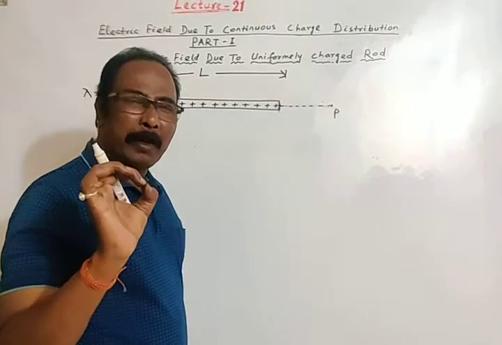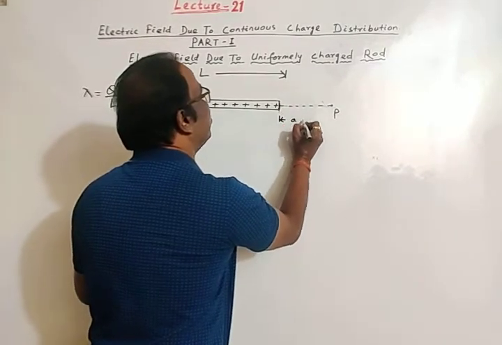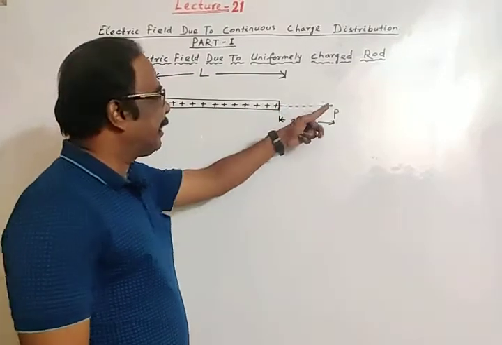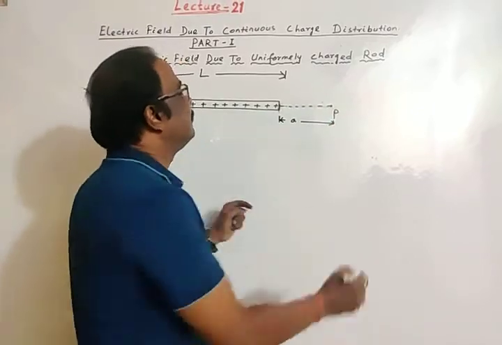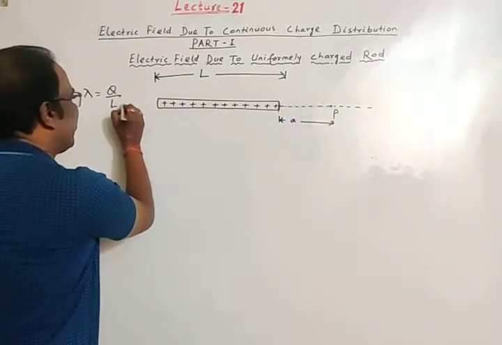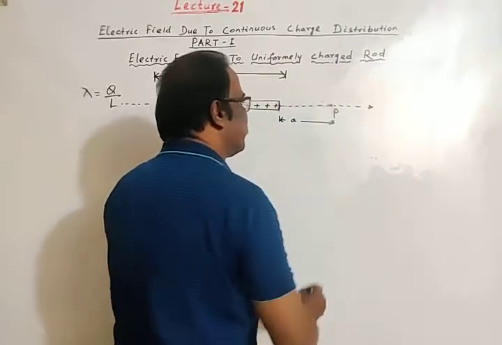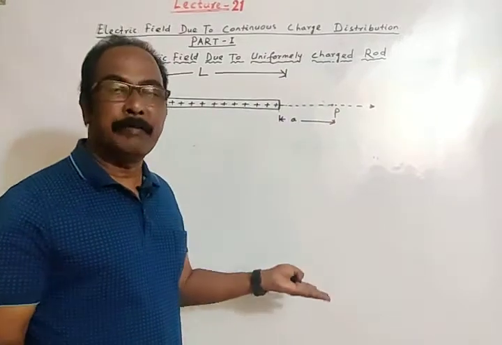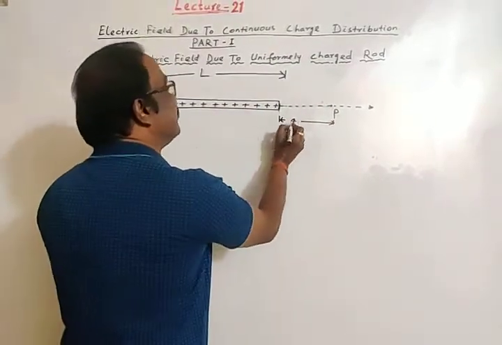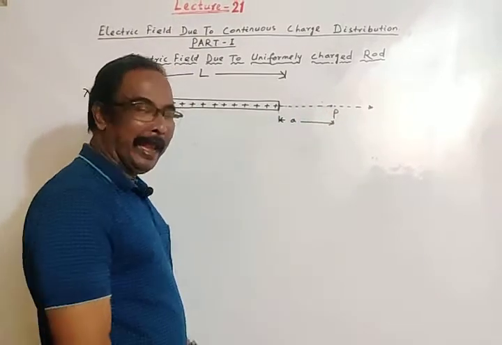Let this point P be at a distance A from this end of the rod. We may take point P along the positive x-axis or along the negative x-axis. If this is taken along the x-axis, then point P is along the positive x-axis, and the distance of P from one end of the rod is A.